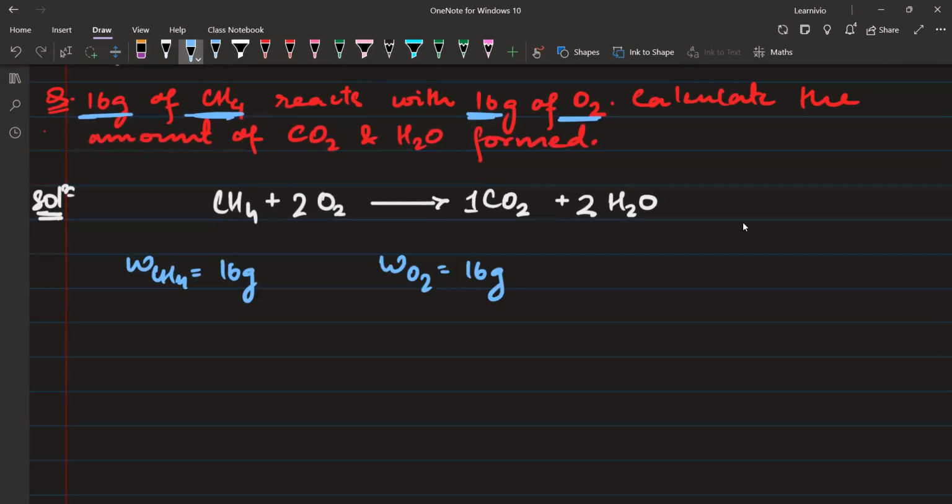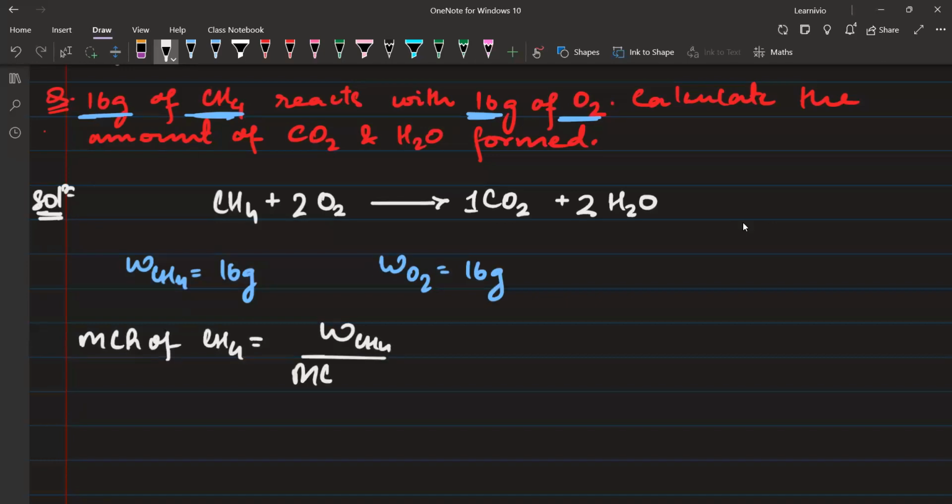So once we have got the masses, what we can calculate? We can calculate the MCR. MCR of CH4, moles to coefficient ratio. What is moles? Moles is the given mass of CH4 divided by the molar mass of CH4, divided by molar mass of CH4 multiplied by stoichiometric coefficient. In the denominator, you will be having stoichiometric coefficient. That is equal to 1. So this will be equal to 16 divided by molecular mass of CH4, 16 into 1. This is equal to 1. MCR of CH4 is equal to 1.